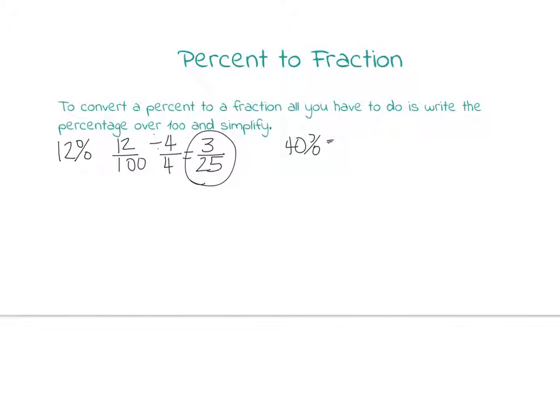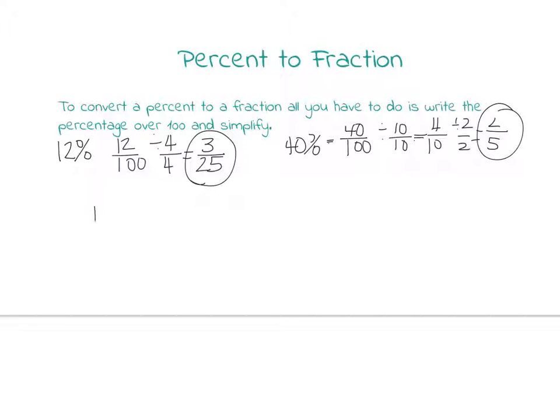Well, I write that over 100 because percent is always over 100, and I get 40 over 100. I can divide by 10 because they both end in 0, and I get 4/10. Well, I know I can still divide by 2 because they're both even, so now I get 2/5, and there's my final answer. Let's look at one last one.